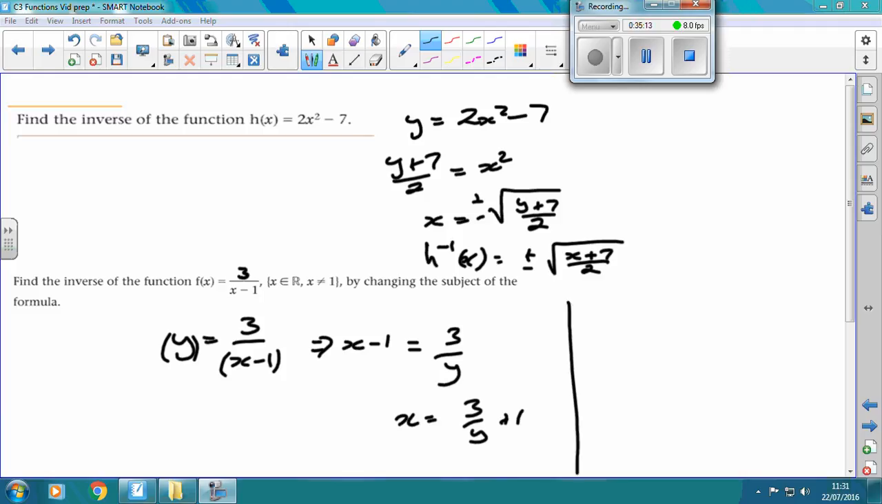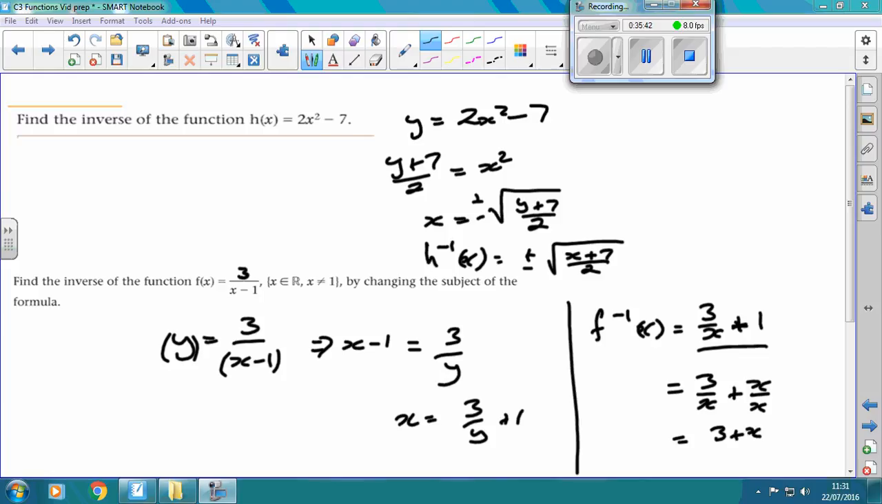So then if we write that as f to the minus 1, the inverse function, and we swap the y's out for x's, so 3 over x plus 1. Now just be careful, because in C3 it's very useful to be able to write this as a single fraction. So again, to write anything with a common denominator, if it's 1, write it as x over x. So we can say that's 3 over x plus x over x, which equals 3 plus x over x.